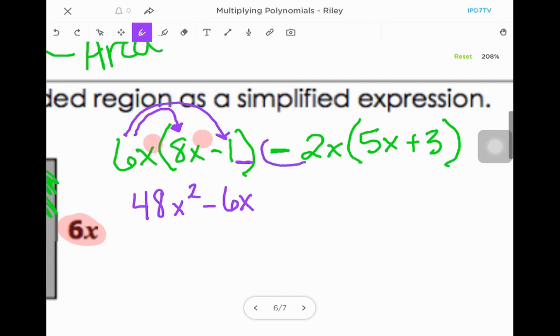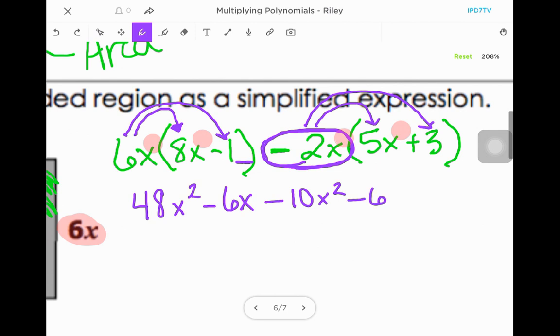Now, here's where you've got to be careful. This is a negative 2x. We have to make sure we take the negative with us. So negative 2 times 5 is a negative 10. And 1x times another x is x squared. And negative 2 times 3 is a negative 6. And there's no variable here, so we're just going to tag on our x.